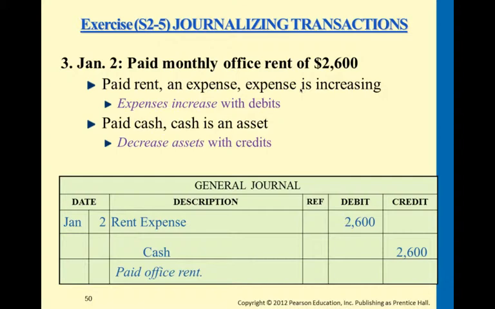So we have rent expense affected. Rent expense, remember, an expense account is a special account under equity. So whenever it increases, the nature of this account reduces stockholders' equity. So we'll be recording this under the debit side. Using cash, we record this under the credit side, reducing the cash account.